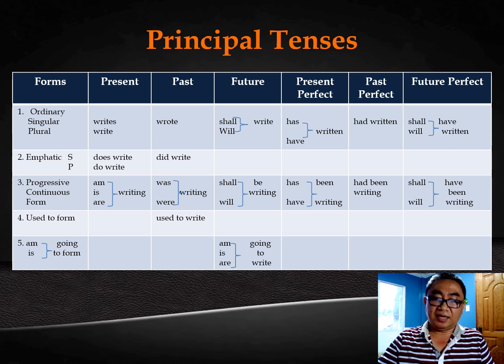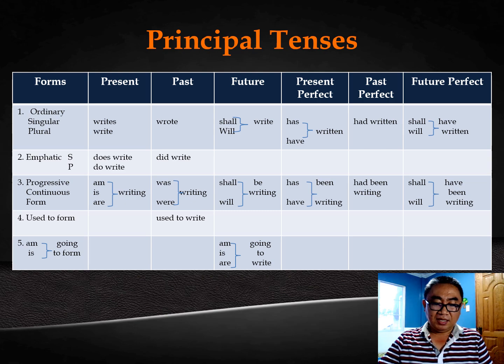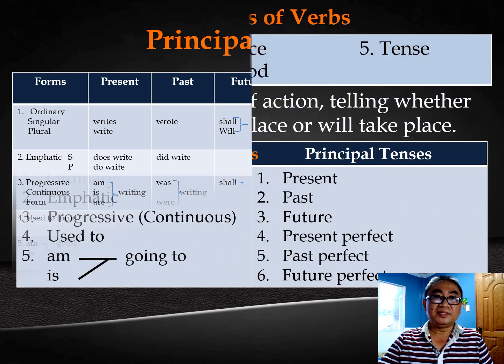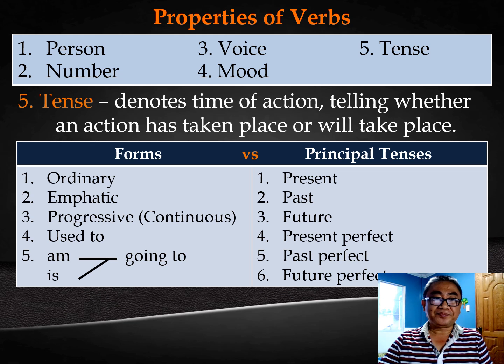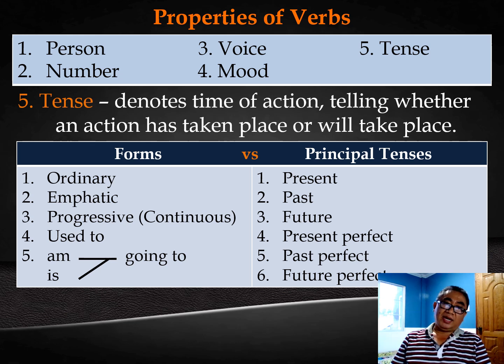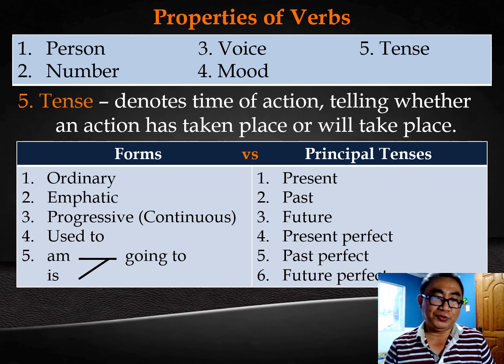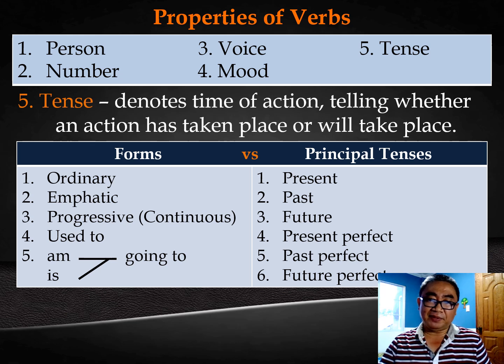So let's delve into the totality of the following. So we have here the forms versus the principal tenses. Ordinary, emphatic, progressive, used to, is going to form with the principal tense: past, future, present perfect, past perfect, and future perfect tense. Then again, we exemplified that there are two a while ago.